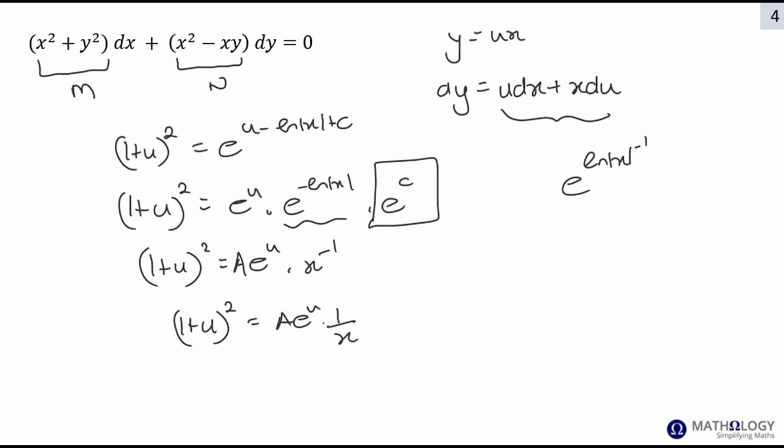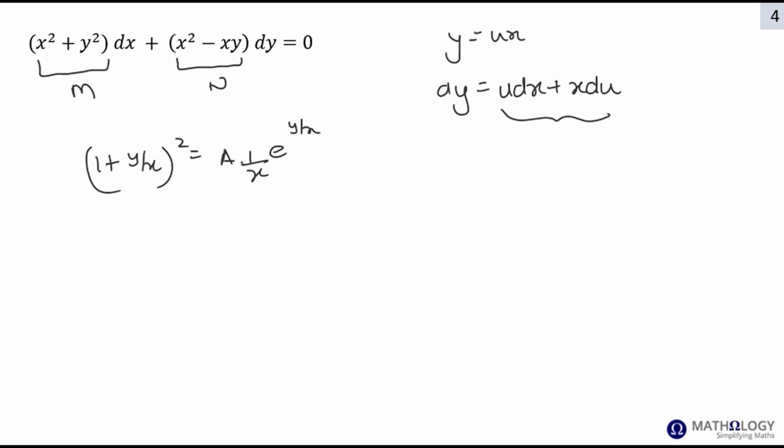And now that we've cleaned this up, we can just substitute what we had for u. So u is y over x, so we'll have 1 plus y over x squared equals a times 1 over x e to the y over x. Okay, we can just clean this up a bit. So the left-hand side will be x plus y over x all squared equals a times 1 over x e to the y over x.